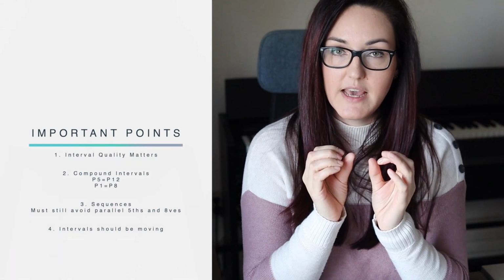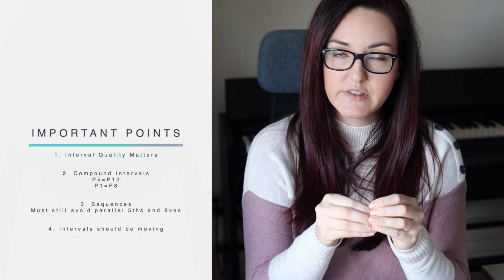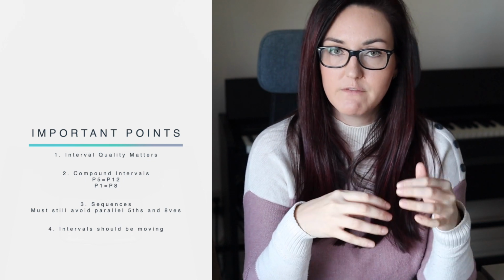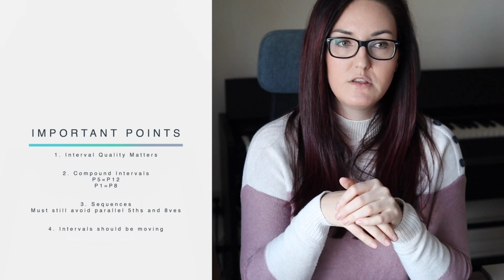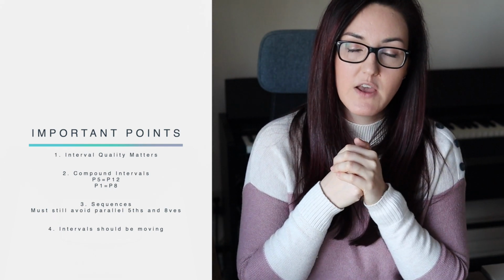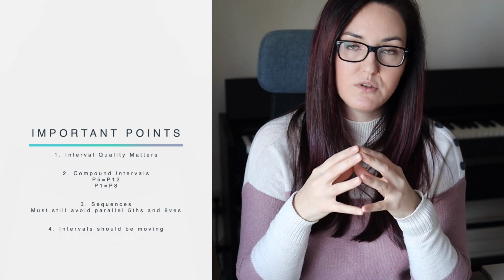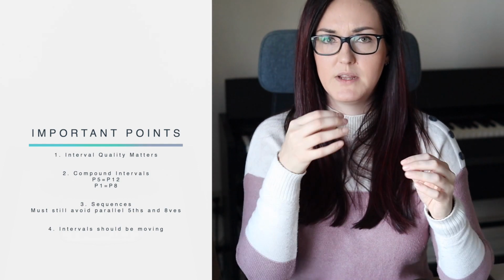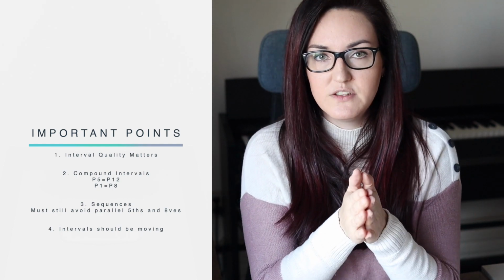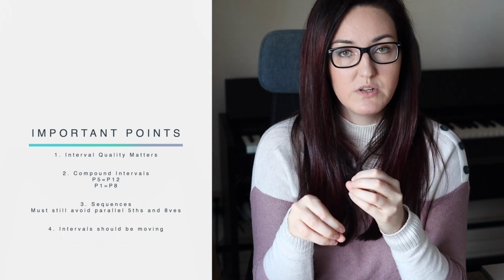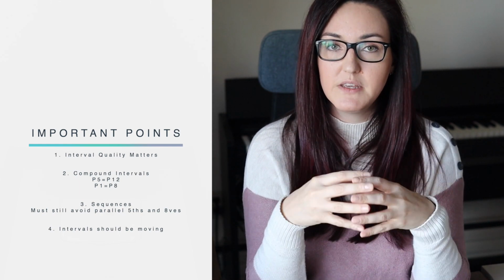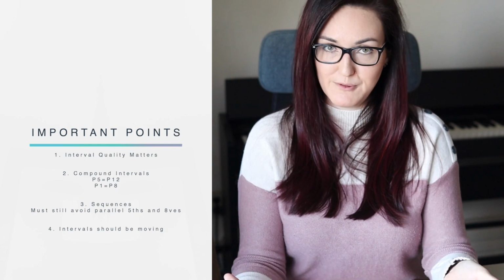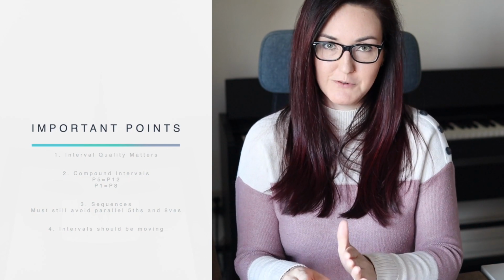The second point is that compound intervals don't negate the rules. And what I mean by that is a perfect 12th functions exactly like a perfect fifth. A perfect 12th is a compound fifth. So even though they're further away from each other on the staff, it's still considered a perfect fifth. So we are not allowed to go perfect 12th to perfect 12th or perfect 12th to perfect fifth. Not that you would, because that's quite a large leap. And likewise, you are not allowed to write a perfect unison to perfect unison or perfect unison to perfect octave, because a perfect unison functions like a perfect octave. We're using the same two notes. So these are still don'ts. Don't do it.